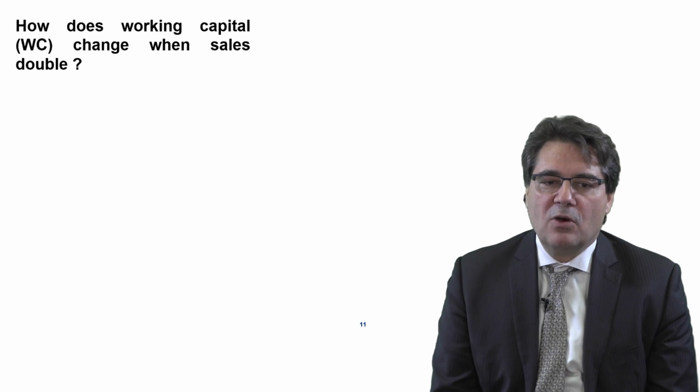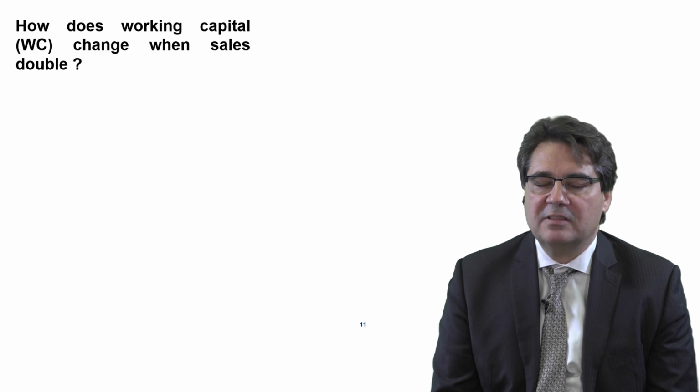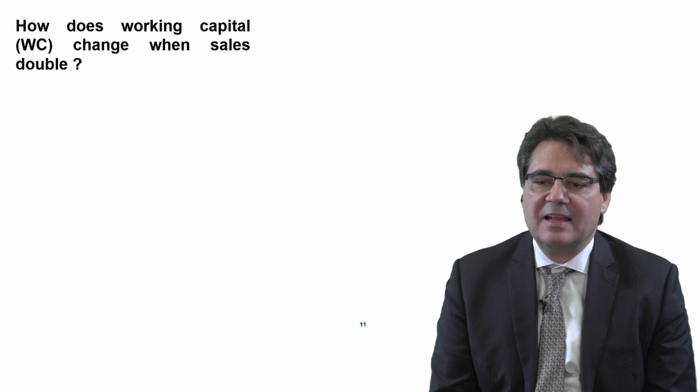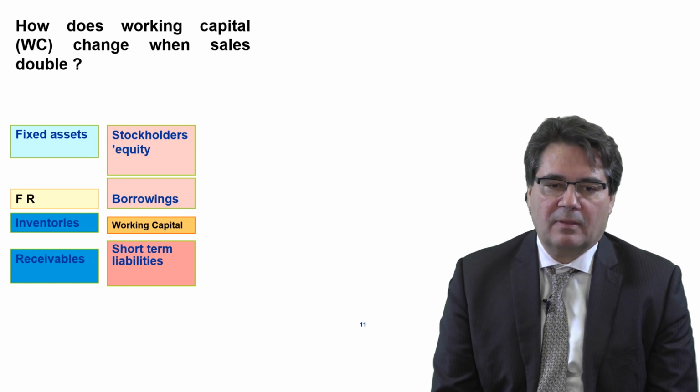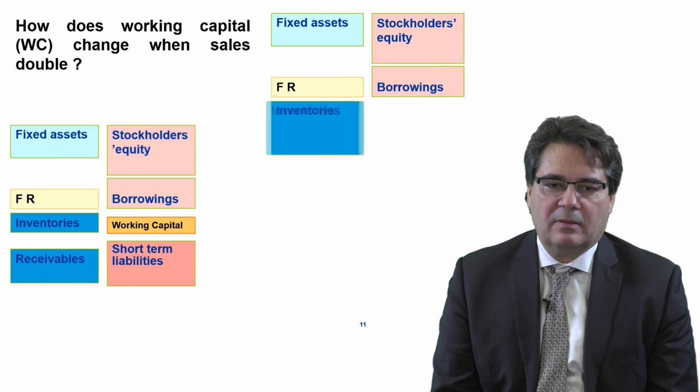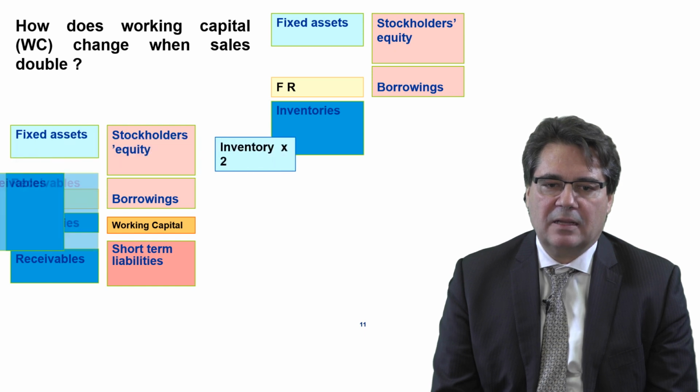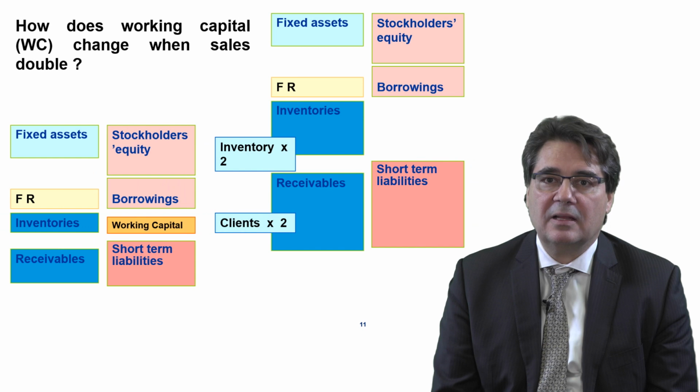The manager of a water company has to get acquainted with the extent to which the level of activity can impact the working capital. So let's assume that water sales have doubled during the year and that working capital turnover ratios are stable. What are the consequences on the financial structure? So on the left, you have the balance sheet at the beginning of the period. And on the right, you have the balance sheet at the end of the period.